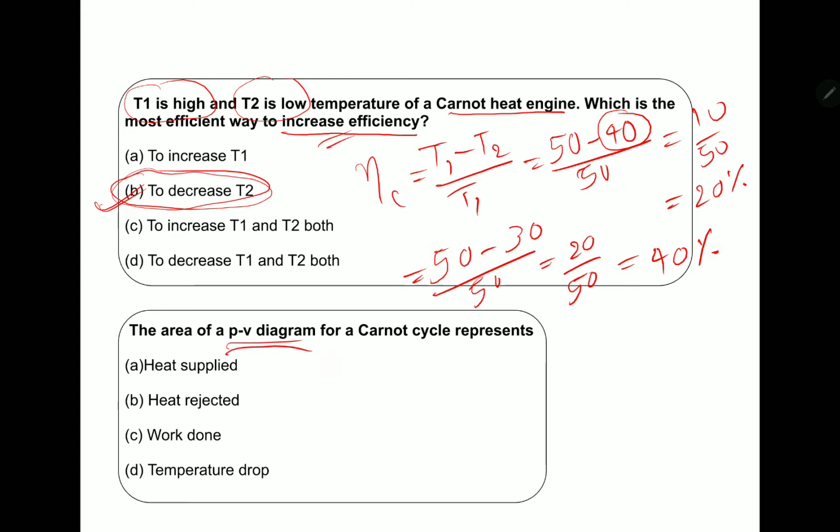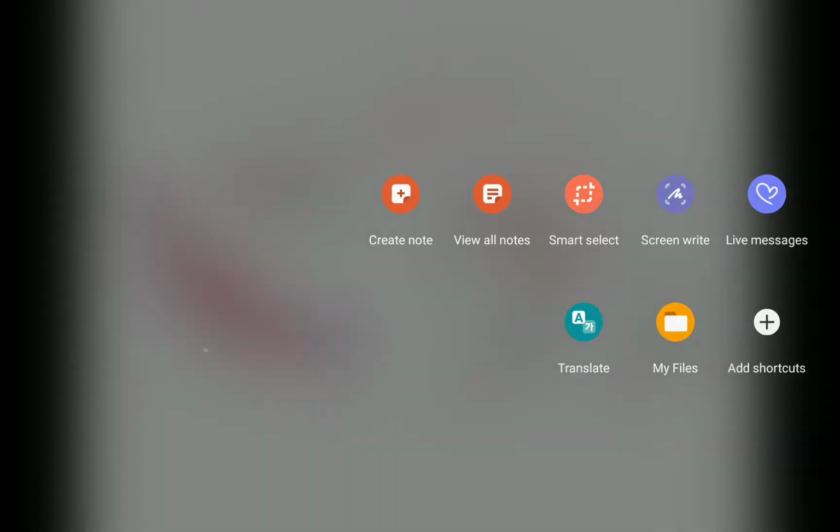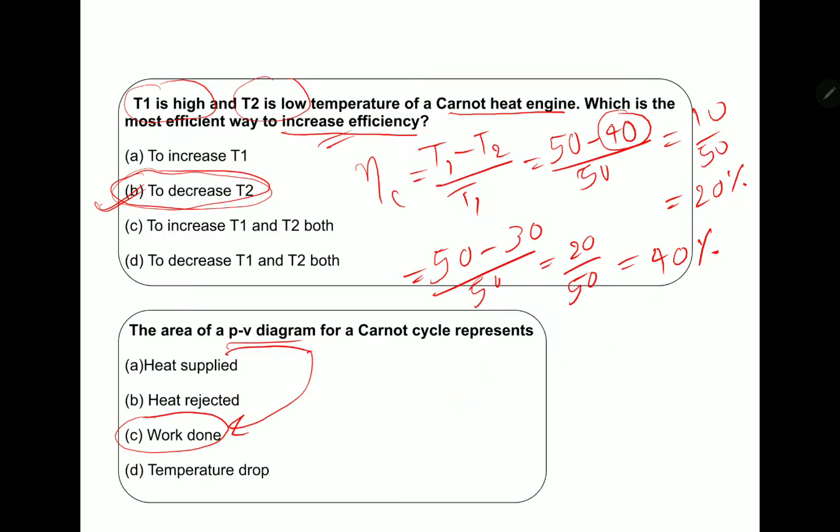Now let's move to the next question. The area of the PV diagram for a Carnot cycle represents? Option C is the right answer, work done. Over here in the PV diagram of the Carnot cycle, the shaded portion is the work done area. This portion indicates work done. Over here our right answer is option C. Now let's move to the next question.